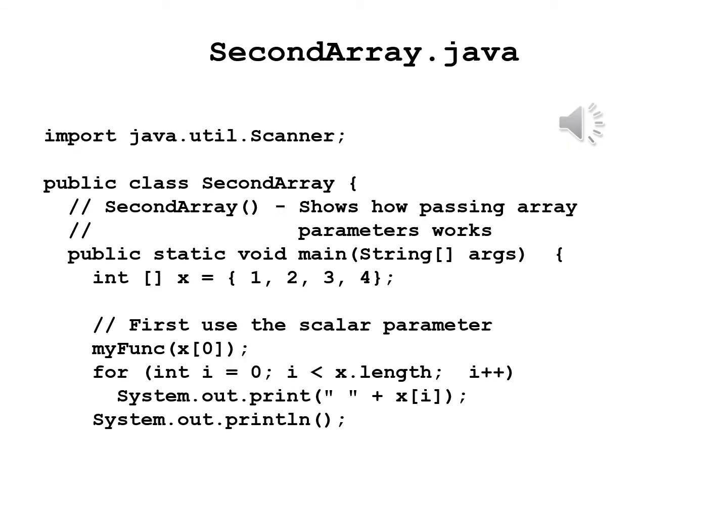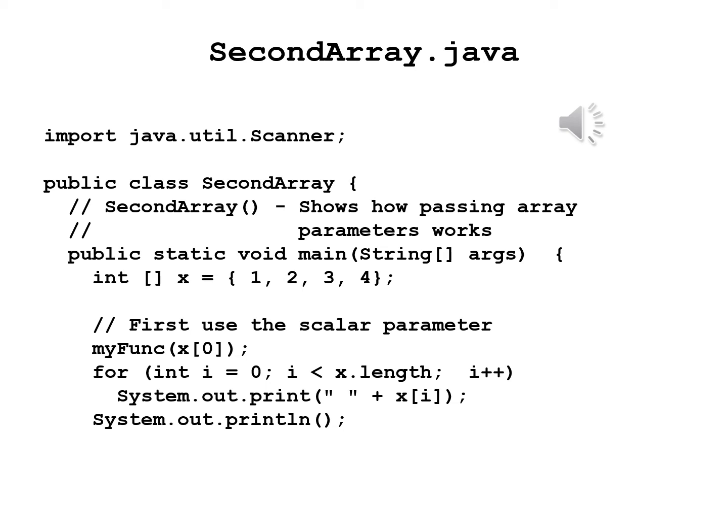Our program begins, as usual, with import java.util.Scanner. The header for the class is public class SecondArray, and the comment tells us that this will demonstrate how passing array parameters works. Public static void main String args, and then we declare the array. Int open close bracket x equals curly brace 1, 2, 3, 4 close brace semicolon.